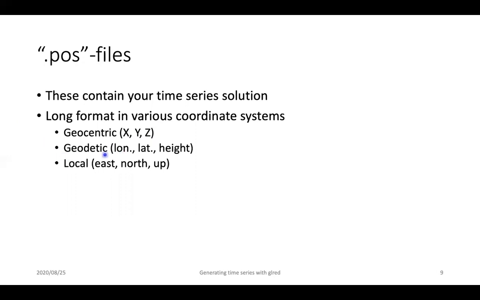We have geodetic coordinates, which is standard longitude, latitude, and height relative to the ellipsoid. And we also have local coordinate systems, so east, north, up, relative to a nominal coordinate of the site location. In general, it's the last of these that people want to look at and create time series from, but these other coordinate systems are also useful for other exercises as well.